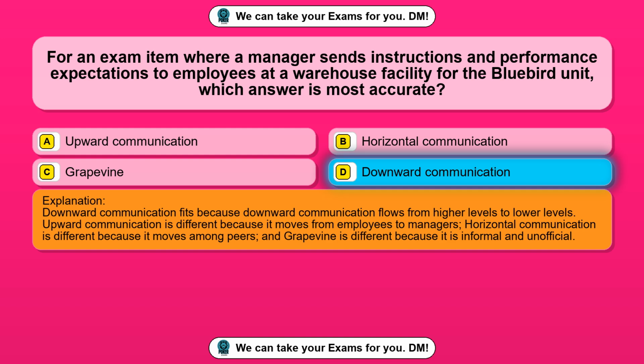Downward communication fits because downward communication flows from higher levels to lower levels. Upward communication is different because it moves from employees to managers, horizontal communication is different because it moves among peers, and grapevine is different because it is informal and unofficial.